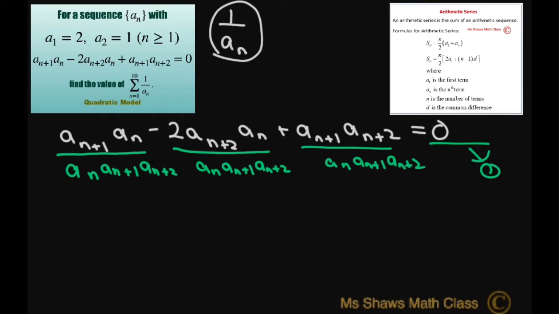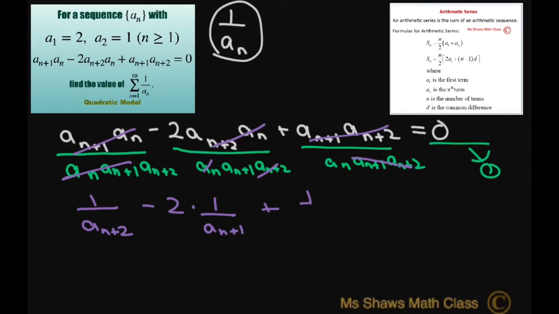This is going to give you 1 divided by a sub n plus 2, because these will cancel out. Minus 2 times 1 divided by a sub n plus 1, and these two cancel out. And for this one, these two cancel out, and now we have our a sub n. We're supposed to divide this too, but it gets you 0. So we have our 1 divided by a sub n here.